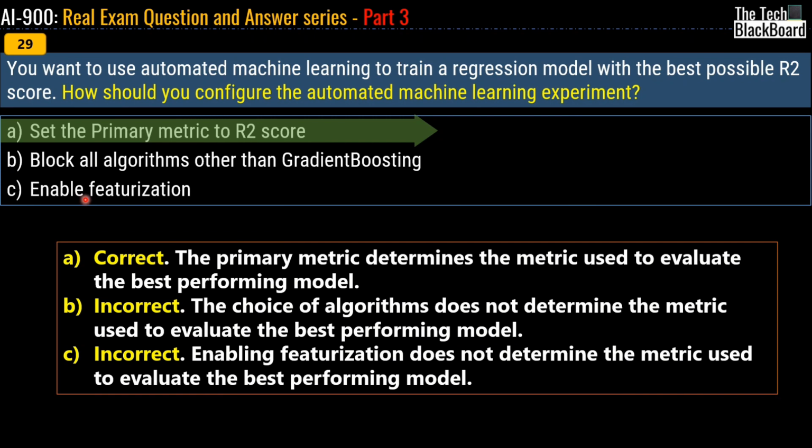And lastly, we have enable featurization. And the reason for not picking option C as a correct answer is that enabling featurization does not determine the metric used to evaluate the best performing model. I hope you understood the reason behind choosing option A as correct answer and option B and C as incorrect.